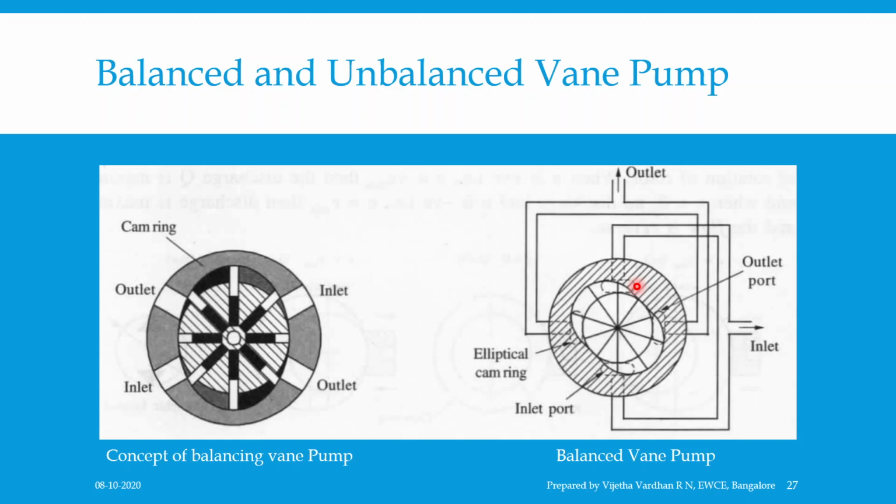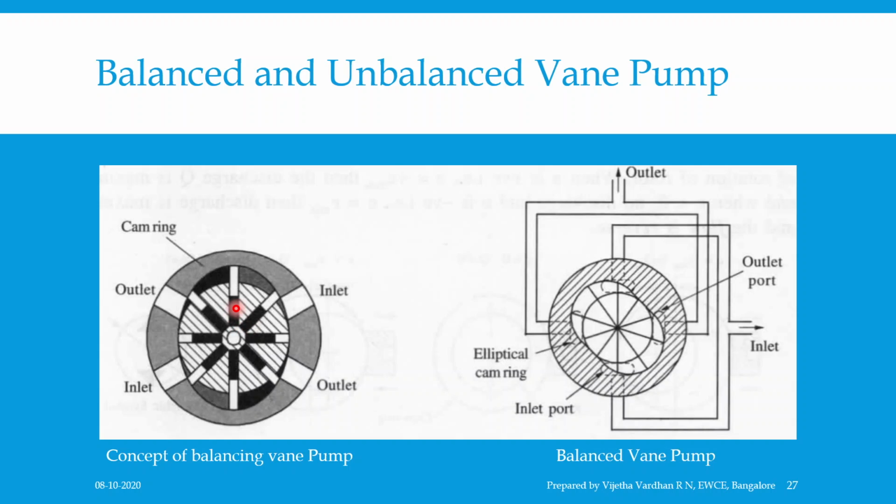The problem of unbalanced loading on the shaft in the vane pump can be overcome by replacing the circular cam ring with an elliptical cam ring, as shown in the figure what you can observe here. Instead of circular, we can put in the elliptical cam ring. What is the advantage? The cam ring assembly and the concept of working of a balanced vane pump are shown in this figure here.